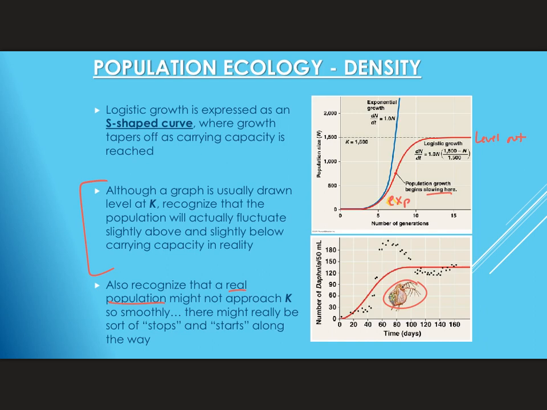But a real population might have stops and starts. It might do this kind of stuff. It might go way over carrying capacity. Then we usually come back down below carrying capacity and we sort of do this number. But if we just do a best fit line, we get something that looks a little bit S-shaped and looks logistic. But notice that these microorganisms are not aware of their carrying capacity.